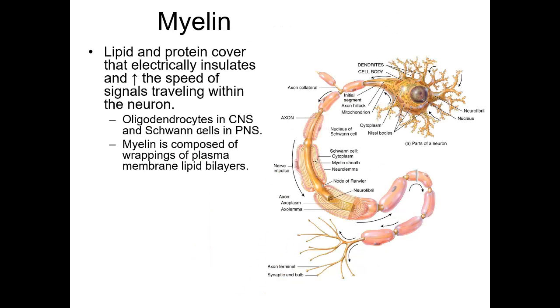Now, talking a little bit about the myelin, let's go over the structure of the neuron one more time. This is the cell body, these are the dendrites right here, this is the axon hillock, this is the axon collateral, the axon itself. These sausage-looking things are the myelin. The gaps right here are the nodes of Ranvier. These are the axon terminals and the synaptic end bulbs.